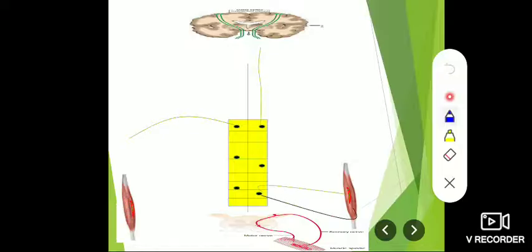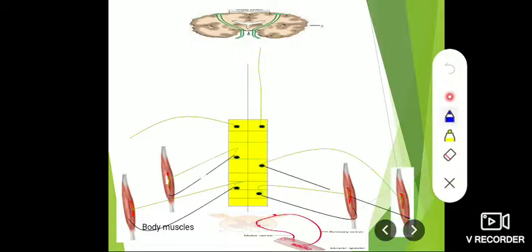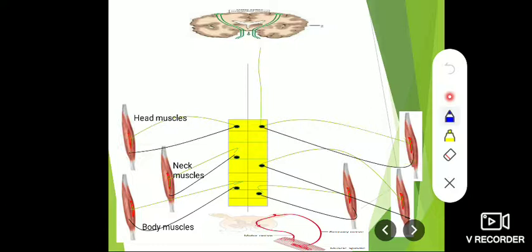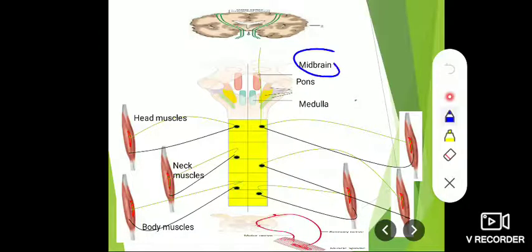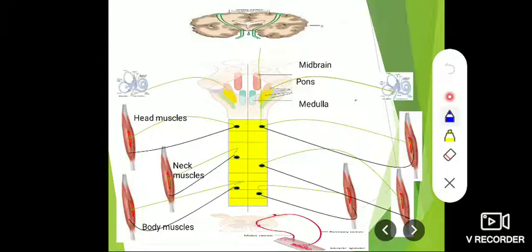So these are the groups of muscles in the body. Here I'm just drawing the group of muscles in the head region, the group of muscles at the neck region, and these are the group of muscles in the body. So grossly we have divided the body into three regions: head, neck and whole body. Basically reflexes are generated from the different parts. The levels of integration are midbrain, pons and medulla. This is the vestibular apparatus, which is the sense organ of balance.